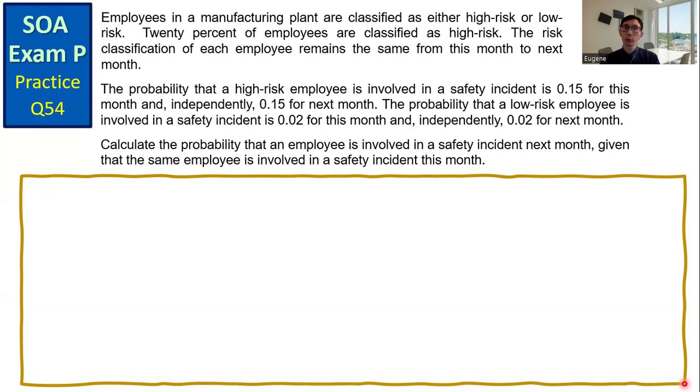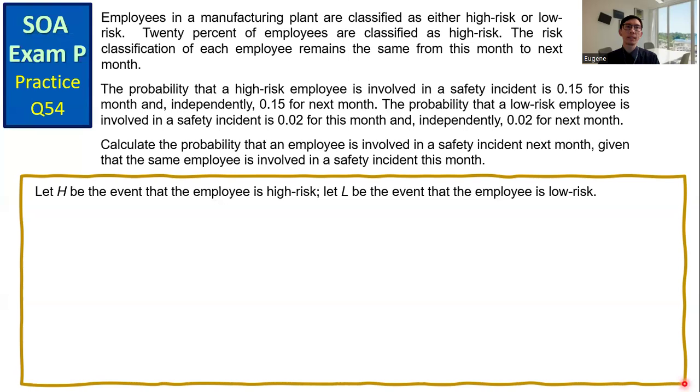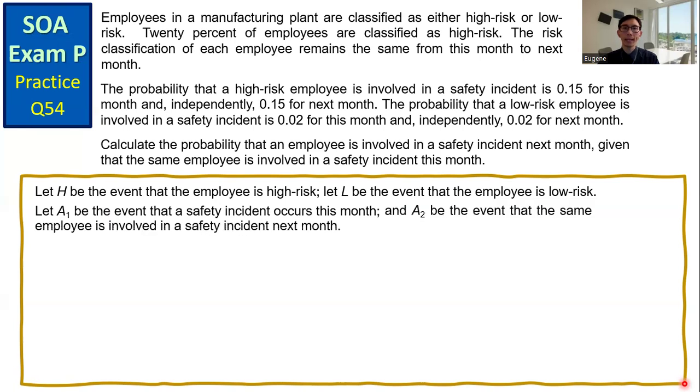Let's take a look at the solution. Let H be the event that the employee is high risk, and let L be the event that the employee is low risk. Further, let A1 be the event that a safety incident occurs this month, and A2 be the event that the same employee is involved in a safety incident next month. We need to get the probability of A2 given A1. This equals the probability of the intersection of A1 and A2 over the probability of A1.